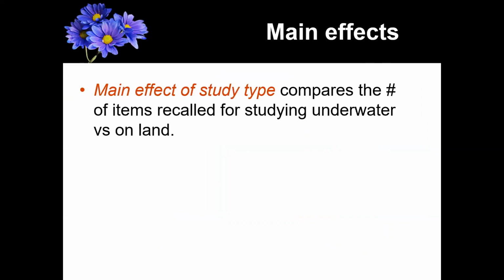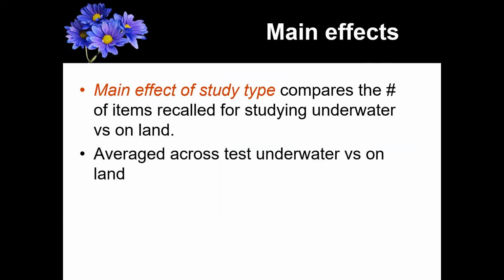Actually, we'll come back to that. So again, that's the main effect of study type, just comparing the number of items recalled for studying underwater versus on land. You're averaging across the test conditions of underwater versus on land.